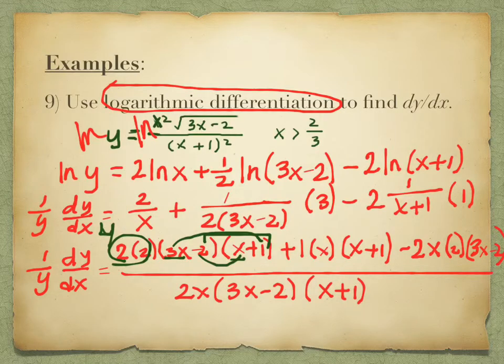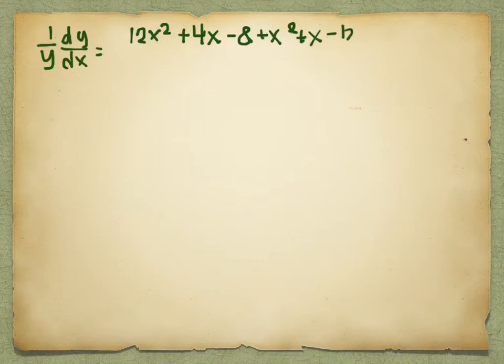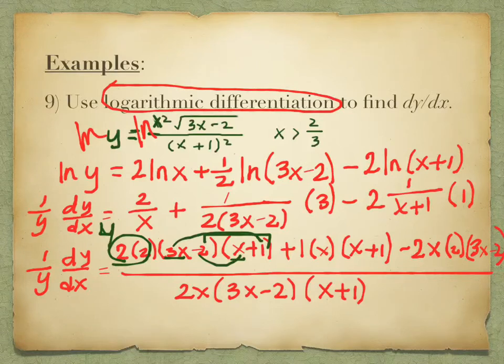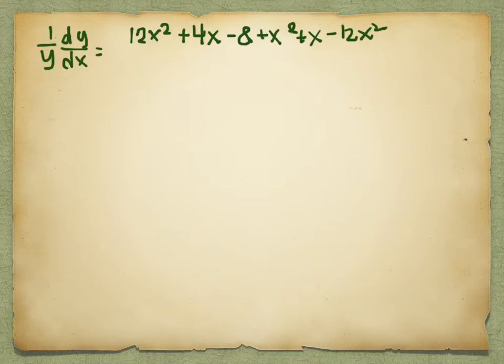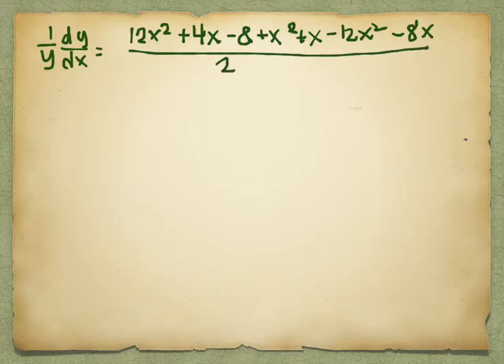Okay, and then the last one's actually 2x times 2, so that's 4x that we're going to distribute. Well, negative 4x, sorry. Negative 4x times 3x would be negative 12x squared, which is actually really nice because I already had a 12x squared at the beginning. And then I've got the negative 4x times negative 2, which would be negative 8x. And again, all of this is over 2x times 3x minus 2 times x plus 1.